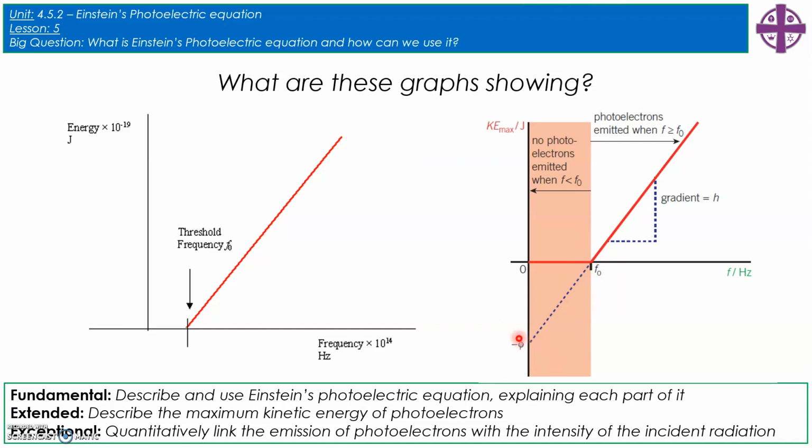It's the y-intercept. So if you were to extend that straight line all the way back, where it crosses the y-axis, that would be the value of the work function.